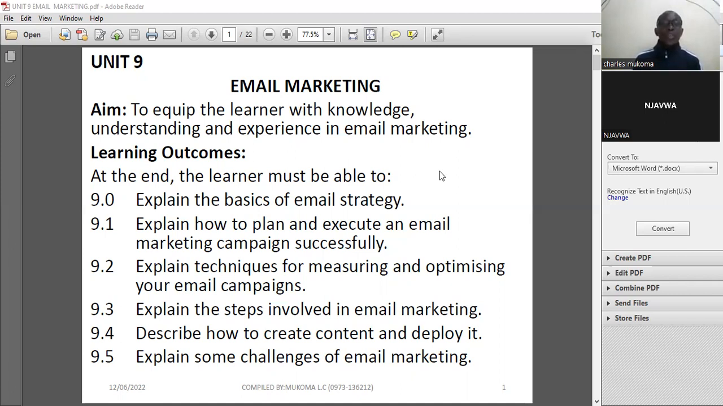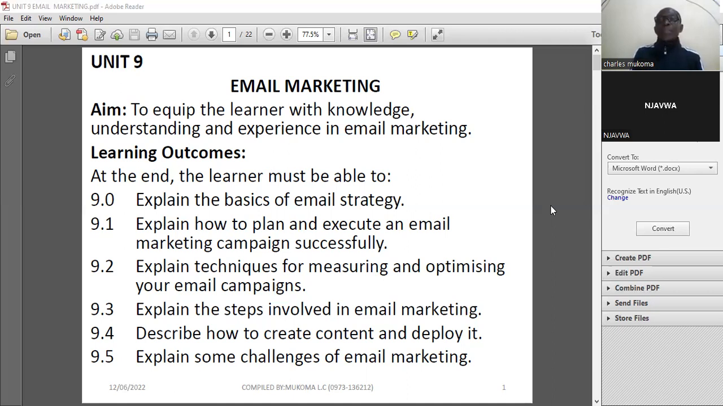Then we will explain how to plan and execute an email marketing campaign. We explain techniques for measuring and optimizing your email campaigns. We explain the steps involved in email marketing. We'll discuss how to create content and deploy it. And finally, we'll explain some challenges of email marketing.